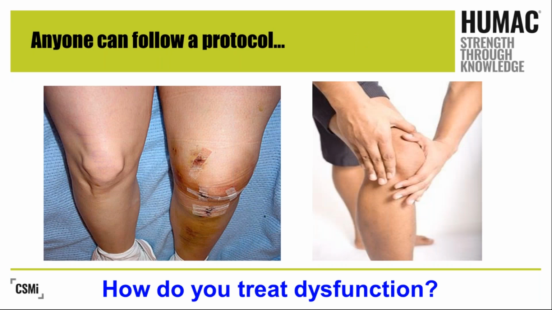And the picture on the left really describes an ACL. Anyone can follow a protocol. An ACL protocol actually is pretty easy in today's world. It's not as challenging as it might have been at one point. But how do you treat dysfunction? How do you treat that runner on the right-hand side who comes to you and says he's training for a 15-mile race, and at 7 miles into the run, he starts to develop lateral knee pain? Do you look at the entire kinetic chain? Do you look at what dysfunction they might be having? So how do you treat dysfunction?